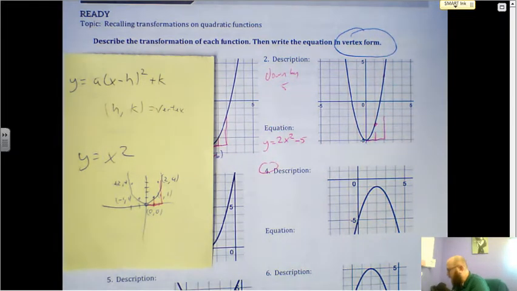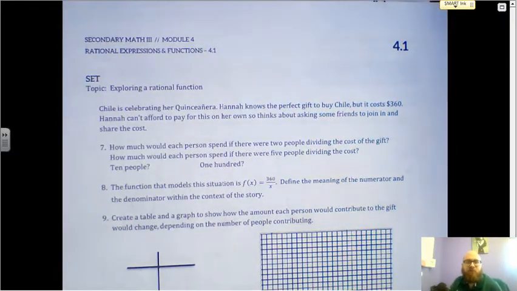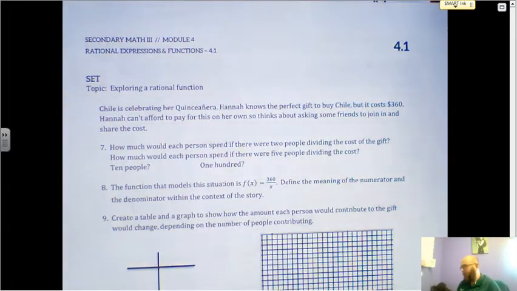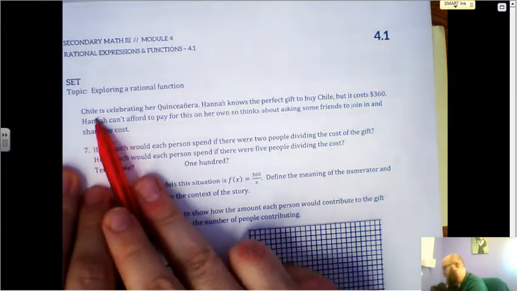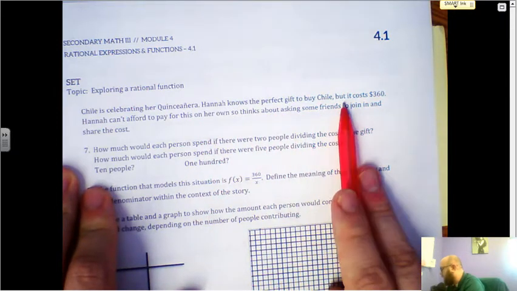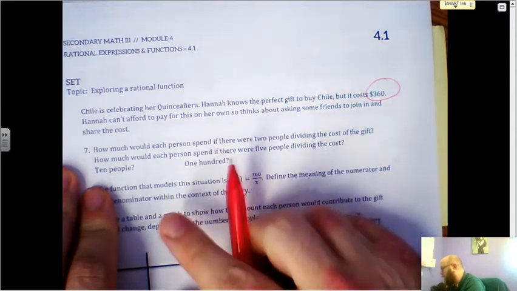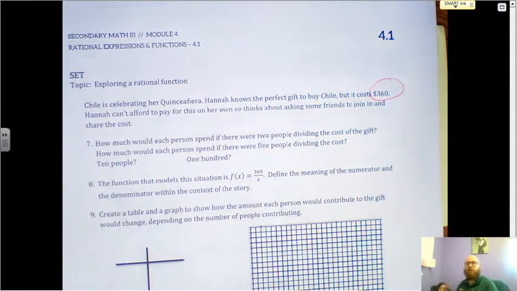Let's go ahead and go to the next page, the set. The set is going to be exploring a rational function. For this one, I highly recommend that you just go through it step by step. It's going to lead you there. We start with: Chile is celebrating her quinceañera. Hannah knows the perfect gift, but it costs $360. She can't afford to pay for it on her own, so she's thinking about asking friends to join her. So we're going to be having different people have a share.